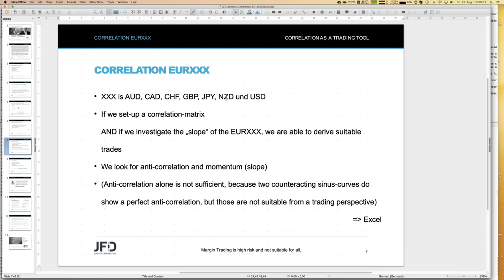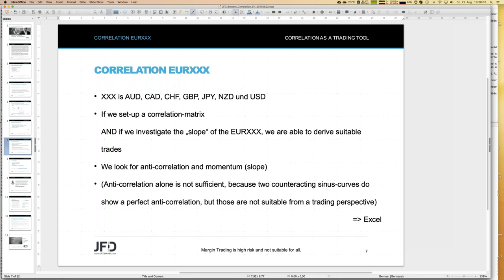Therefore, they are interesting. And the good thing is that we now have to do only two things. One is we have to set up a correlation matrix for all those. And additionally, we have to investigate the slope of the euro XXX, so euro Canadian dollar, euro British pound. And then finally, what we are really looking for is anticorrelation and the slope together. So the ideal trade is the following. For example, if it turns out that euro Australian dollar and euro Canadian dollar are highly anticorrelated, and for example, euro Australian dollar has a good positive slope, or negative anyhow, but at least one of the two should have a good slope.